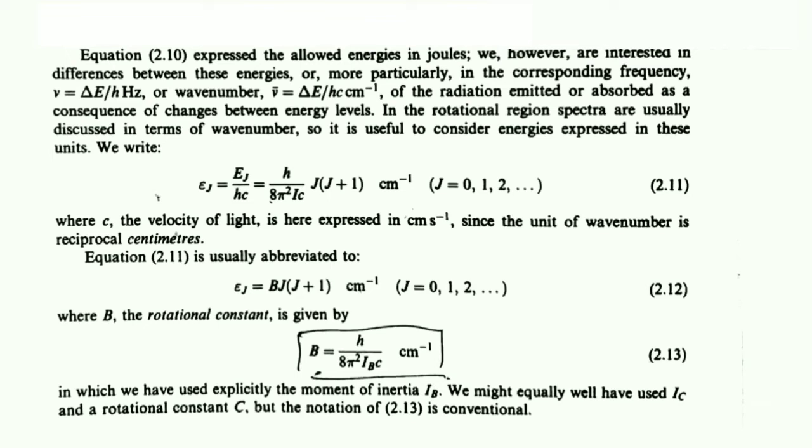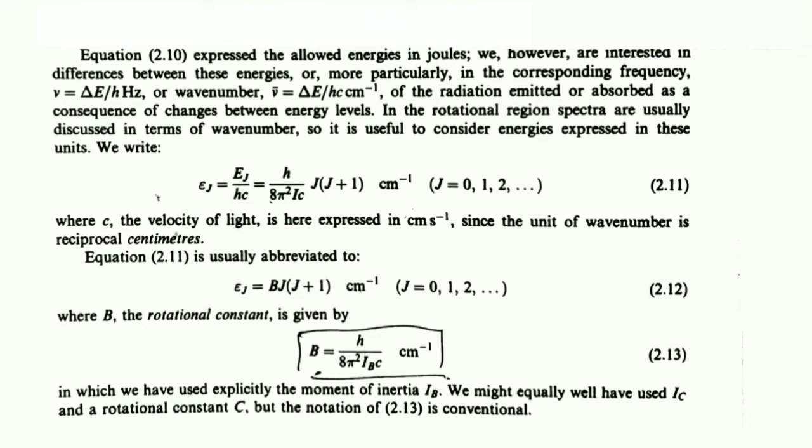It is useful to consider energies expressed in this unit. Therefore, the energies in centimeter inverse are given by epsilon_j = E_j / hc = h / (8π²Ic) × j(j+1) cm⁻¹, where j = 0, 1, 2, 3 and so on. Here c is the velocity of light, expressed in centimeter per second, since the unit of wave number is reciprocal centimeters.